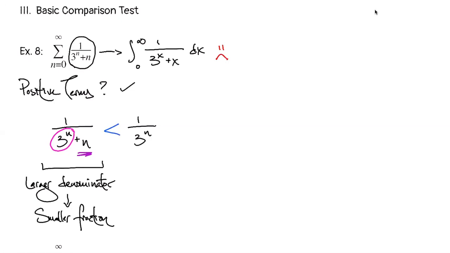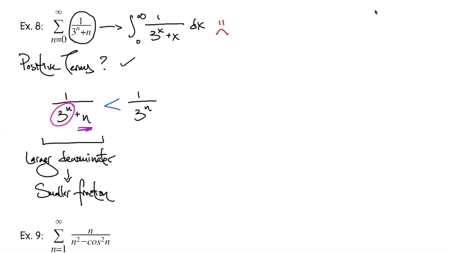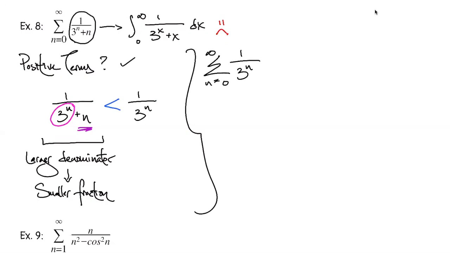Okay, so why is that important? Let's take a look at this 1 over 3 to the n a little bit more deeply. If I think about that as an infinite series, I would have something like this. Now this, we could actually also write as this.